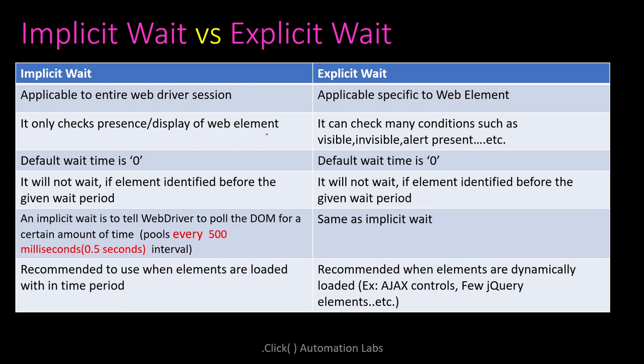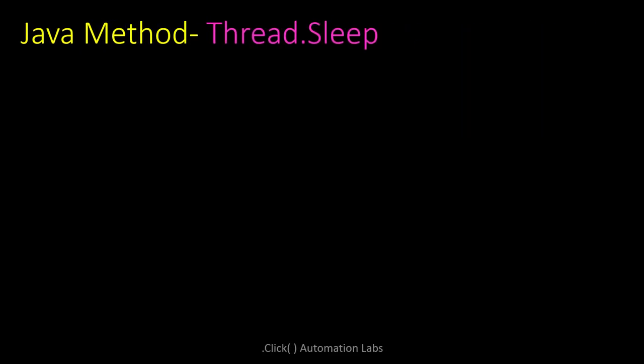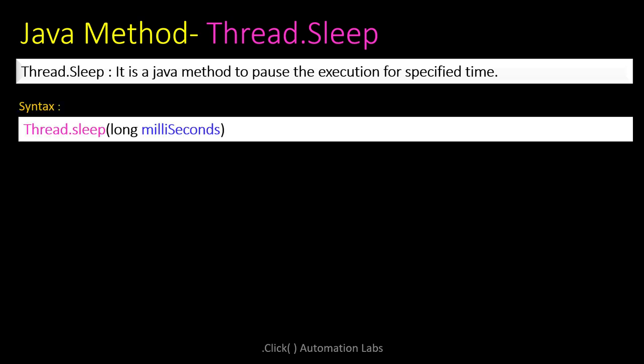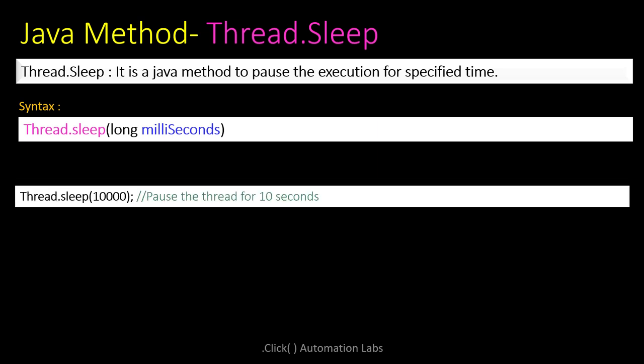And the last and worst method is Thread.sleep. Thread.sleep is a Java method to pause the execution for a specified time. The syntax is Thread.sleep(long milliseconds). Whatever you give, for example 10,000 milliseconds, means 10 seconds, it will wait forcefully. This is not condition specific. This is a hard wait. If I use Thread.sleep for 10 minutes, it will wait for 10 minutes.